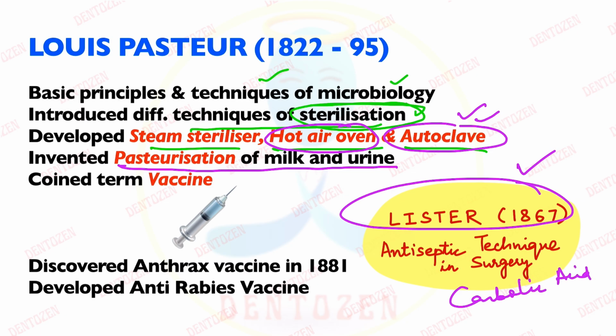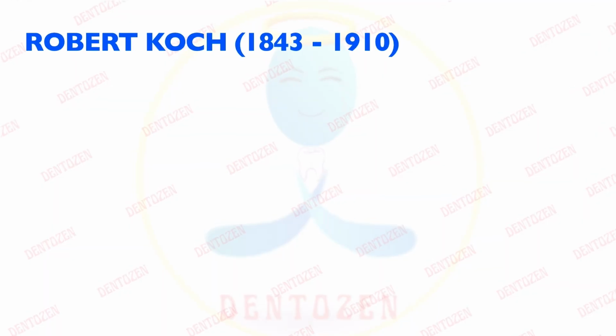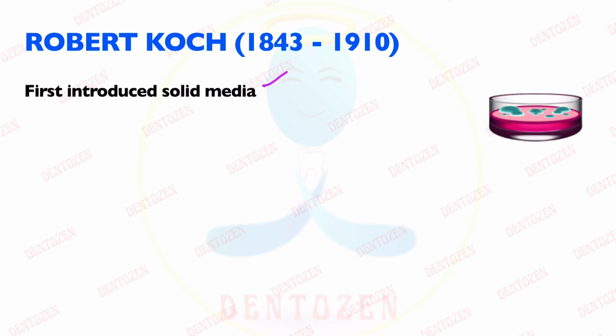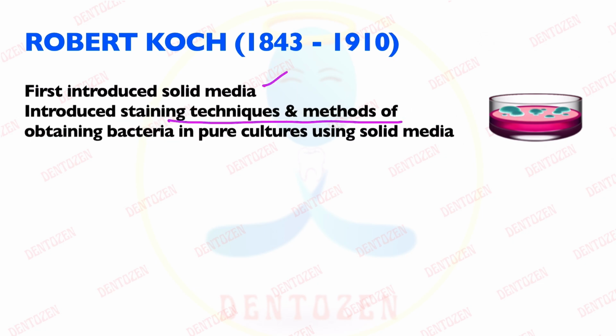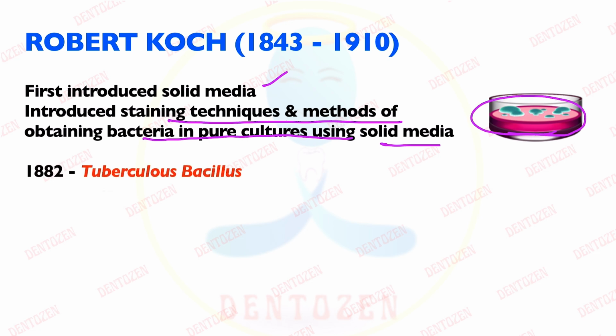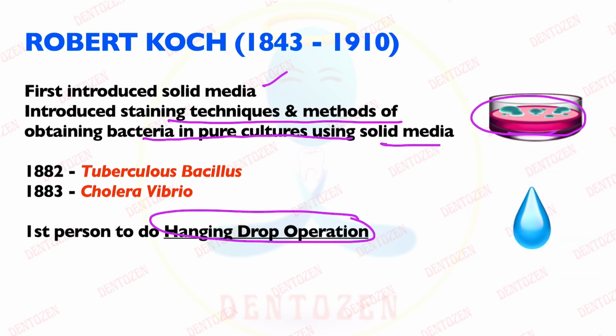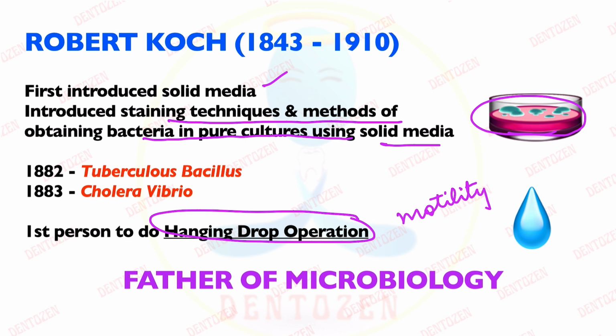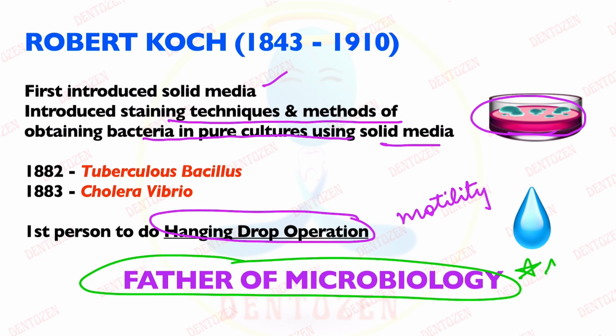Now another important person in microbiology is Robert Koch. Why? He was the first person to introduce solid media, introduce staining techniques and methods of obtaining bacteria in pure cultures using solid media using agar, and he discovered bacteria like tuberculosis bacillus, cholera vibrio, and he was the first person to do hanging drop operation, a method to see the motility or the movement of the bacteria. So many contributions by Robert Koch. So he is known as the father of microbiology. That can be your important viva and entrance question. Who is the father of microbiology? Robert Koch.